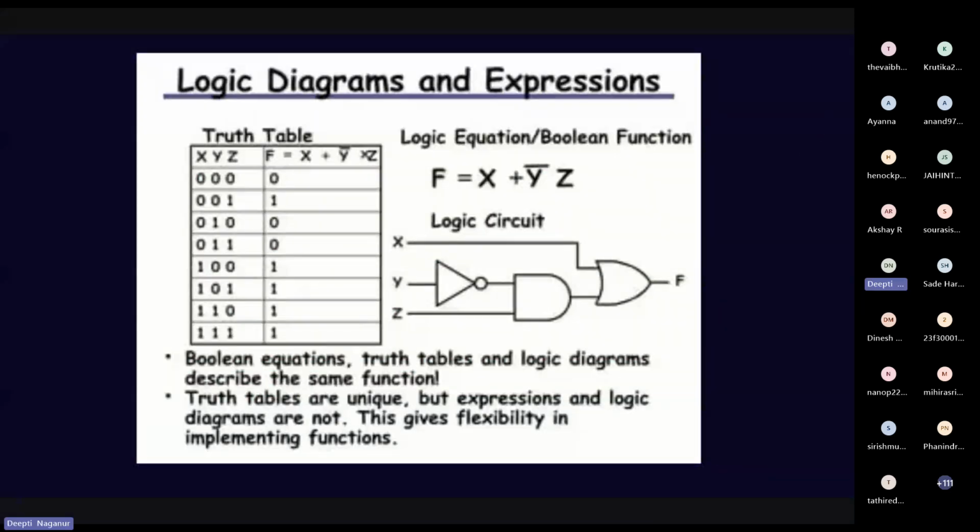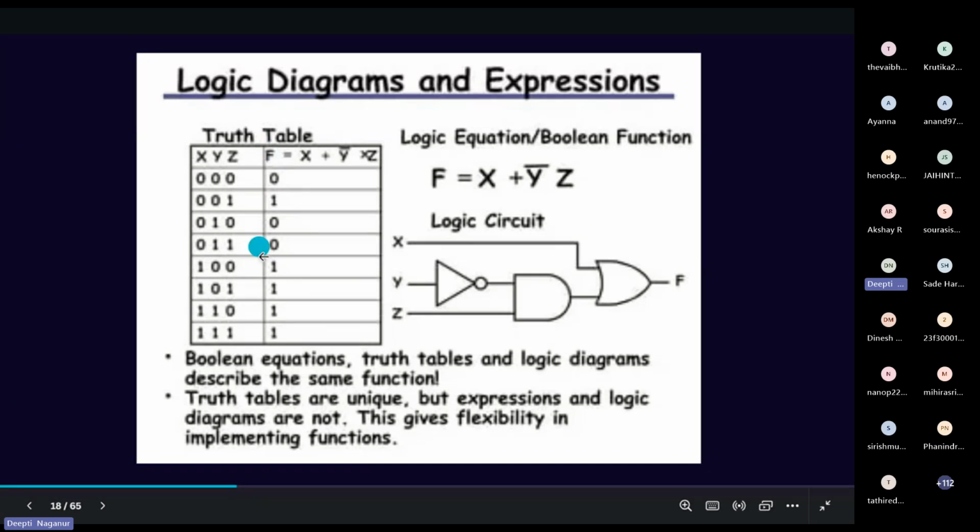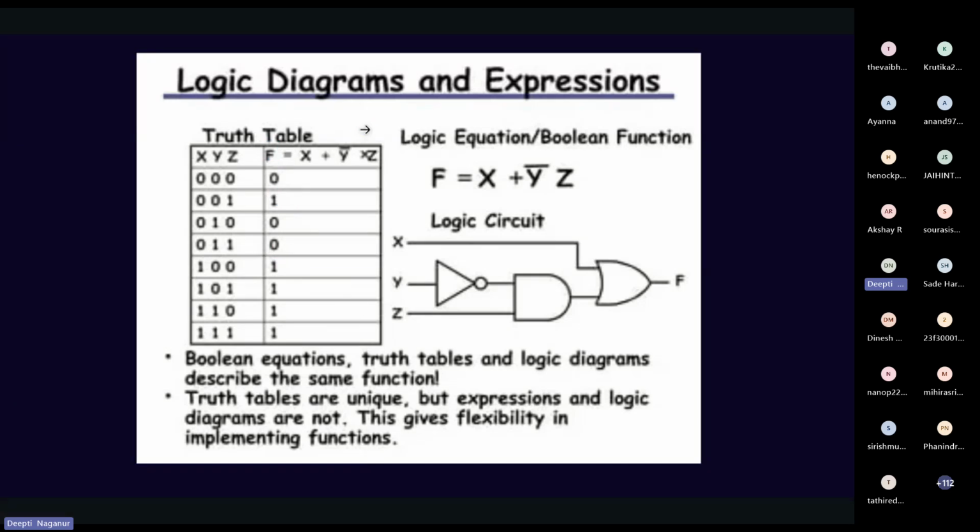Now, logic diagrams and expressions are defined by three components. One is the truth table, which takes the values that x, y, z can take, and the output that it gives. There is the logic equation, which tells me what operation is being performed on the input. And then we have the logical circuit that we can build using logic gates. So Boolean equations, truth tables, and logic diagrams describe the same function. All these three are conveying the same function.